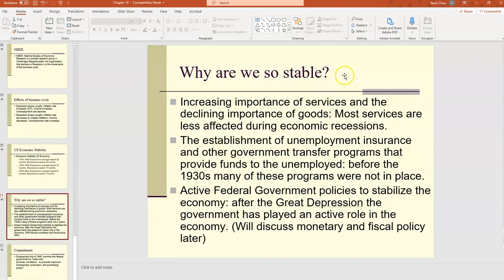Now, why do we tend to be more stable generally? And by the way, this portion you have to take with a grain of salt, because in the 2020 recession, the things that have created stability before are also the things that are creating the deepest recession we have seen in a really long time, at least the fastest. And that is the fact that we are a very service-driven economy.